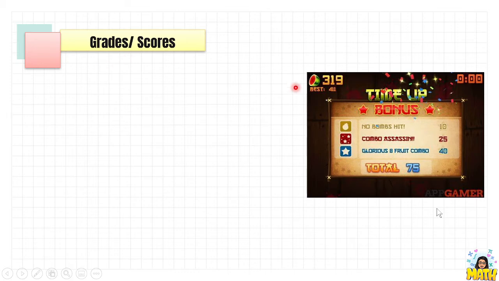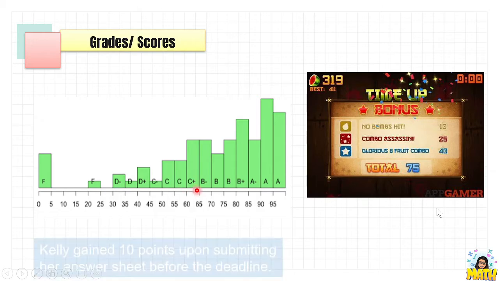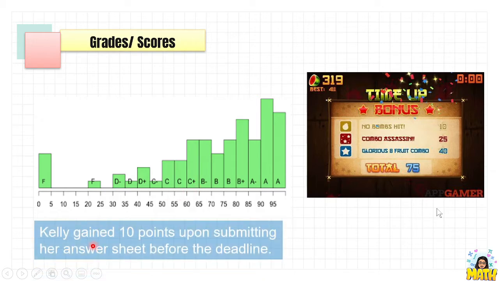Next is for the grades or scores. So in a game, if we have bonus points, these are positive integers because it adds to our final score in a game. And even in our grades, we can have here positive or negative integers depending if we have an increase or decrease in grade. For example, Kelly gained 10 points upon submitting her answer sheet before the deadline. So we can represent Kelly's gain points as positive 10 because it adds up to her score.